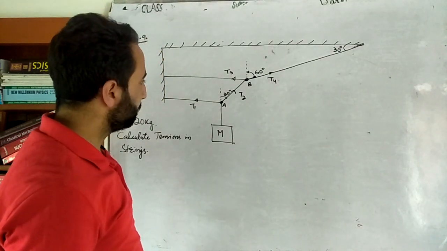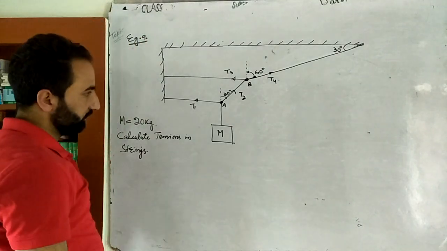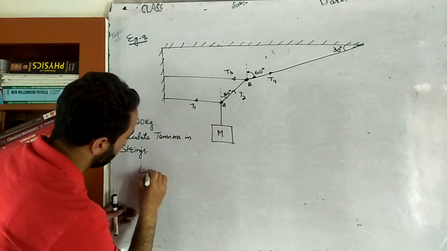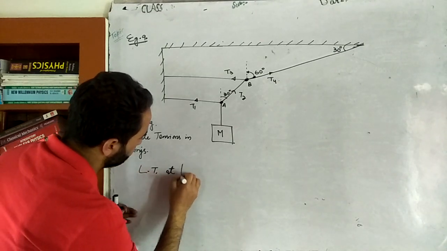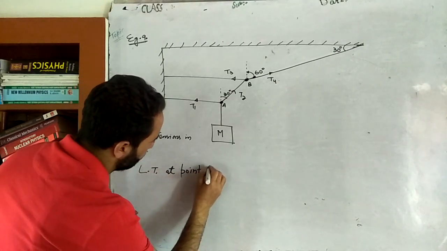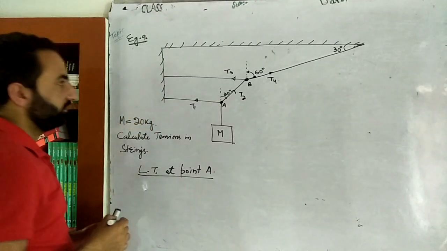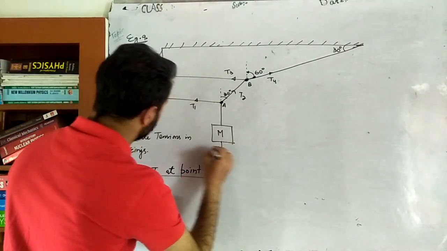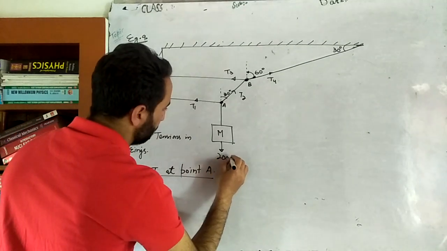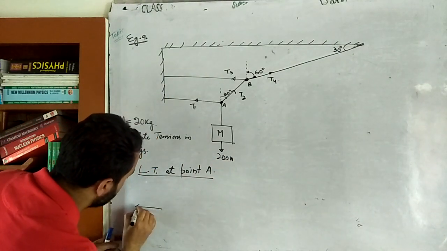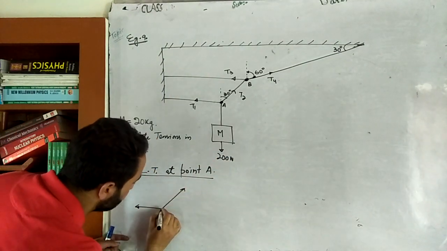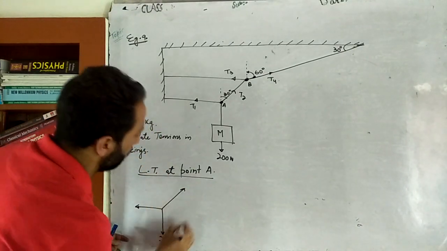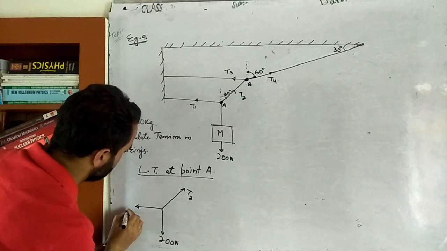Do it yourself. Okay, now I will show it. So let's use Lami's theorem. Here I will write down Lami's theorem at point A. I will construct the free body diagram here quickly. In the downward direction, how much force is there? That's equal to 100 Newton. So the free body diagram will be like this. In this direction, there is 200 Newton force. Along this, there is T2. Along this, there is T1.